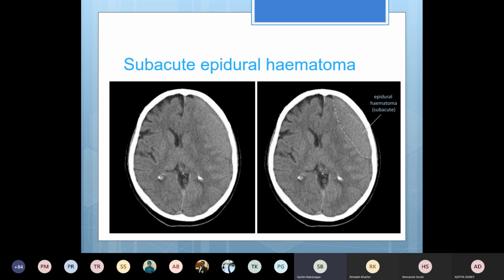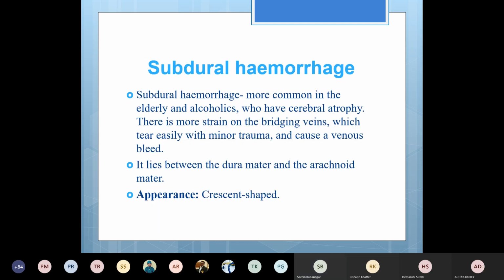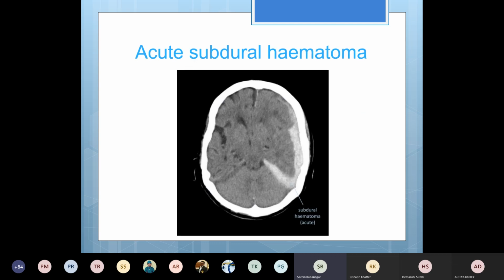Sometimes you can have difficulty in distinguishing epidural or subdural, but if it's an acute case, it's usually easier to distinguish. So subdural hematoma is more common in elderly and alcoholics who have cerebral atrophy, and more often this is because of the veins, and it is a venous bleed, okay, and it's usually crescent shaped, that is convex on one side, concave on the other side. Here you can see an acute subdural hematoma. So here it's convex, here it is slightly concave. Sometimes the shape may not be very typical.